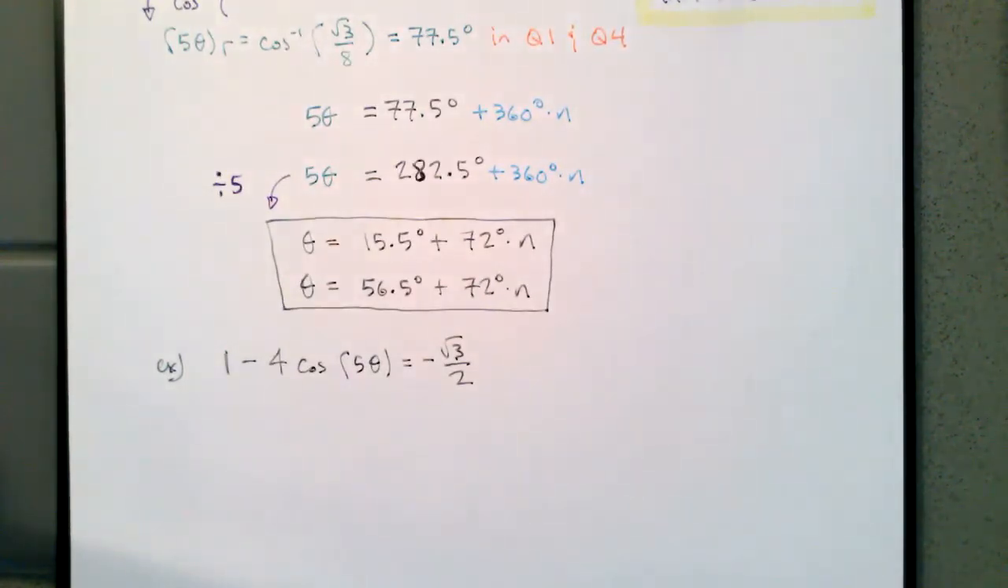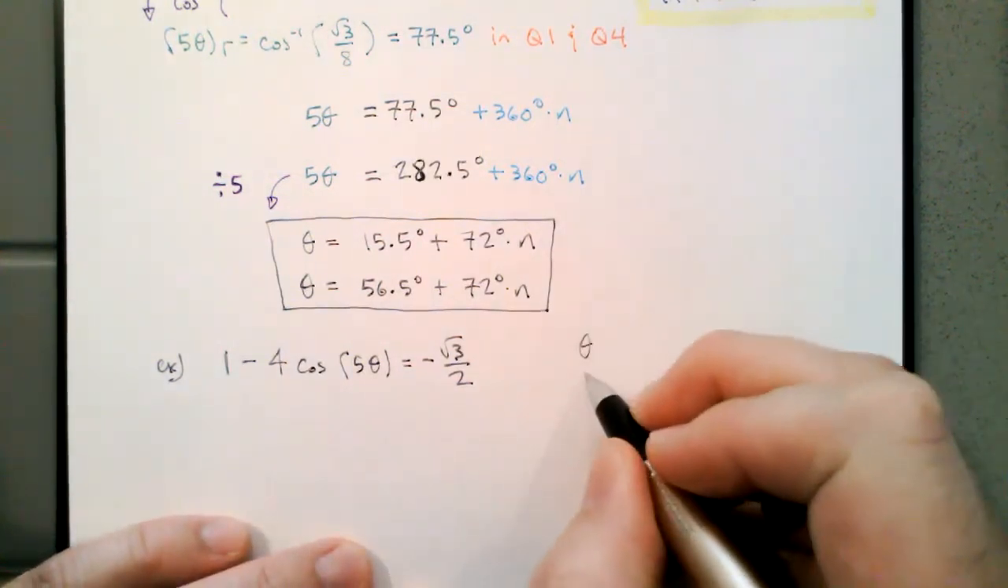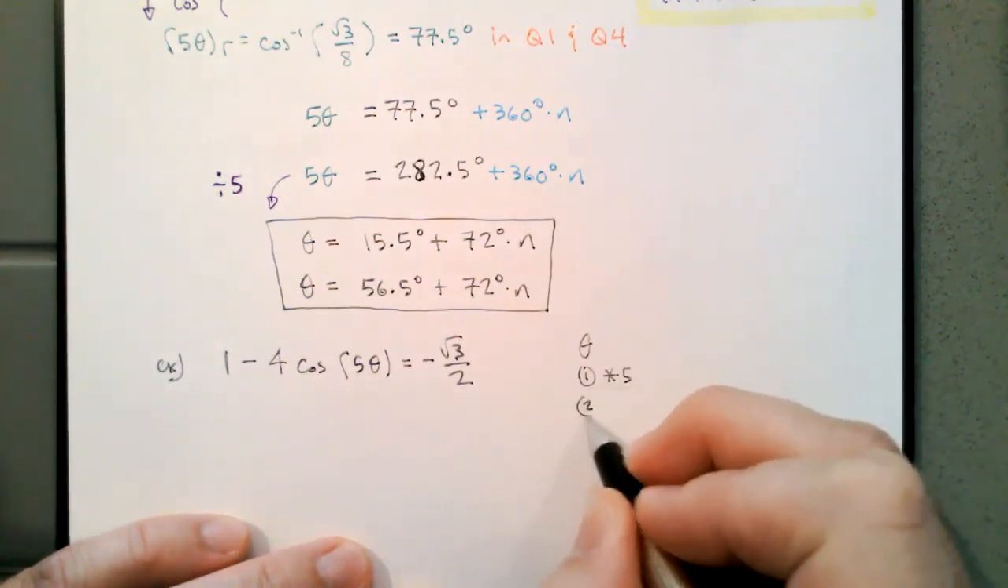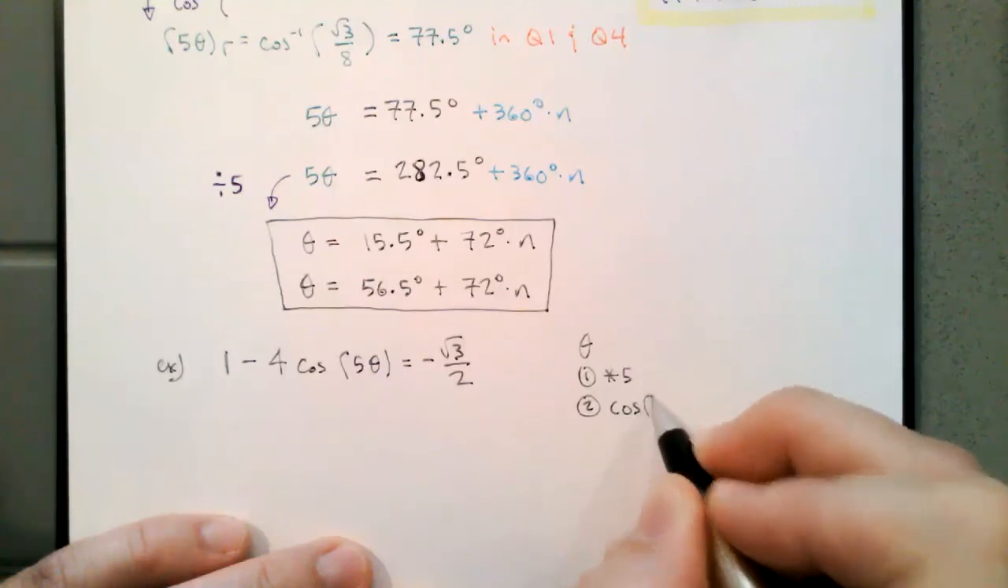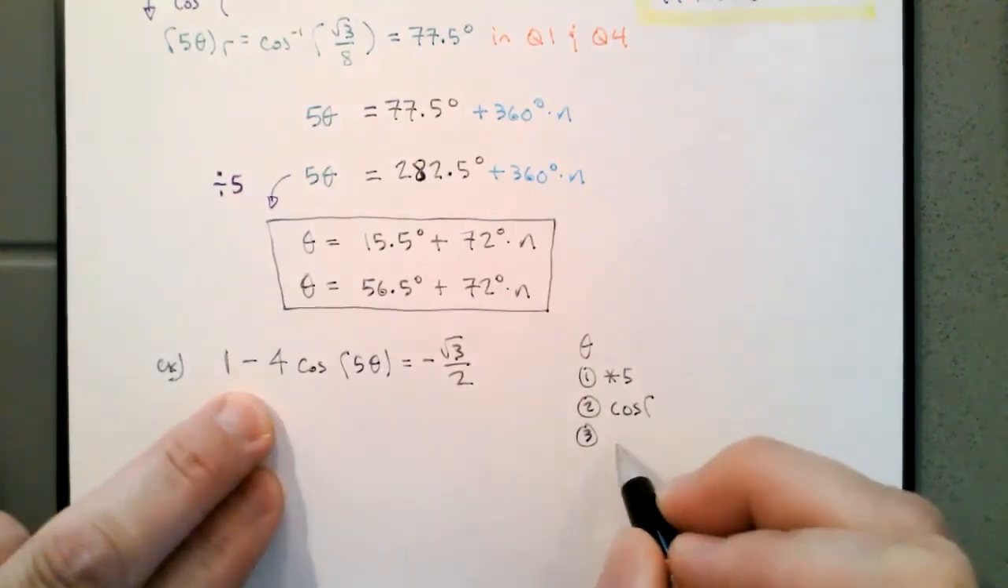So now I've included another operation. We want to do the same thing to both sides, but we need to read what's happening to theta so that we can come up with the appropriate plan. We start with theta, and the first thing we do is multiply by 5. Next we take the cosine of 5 theta, and then we multiply by negative 4.